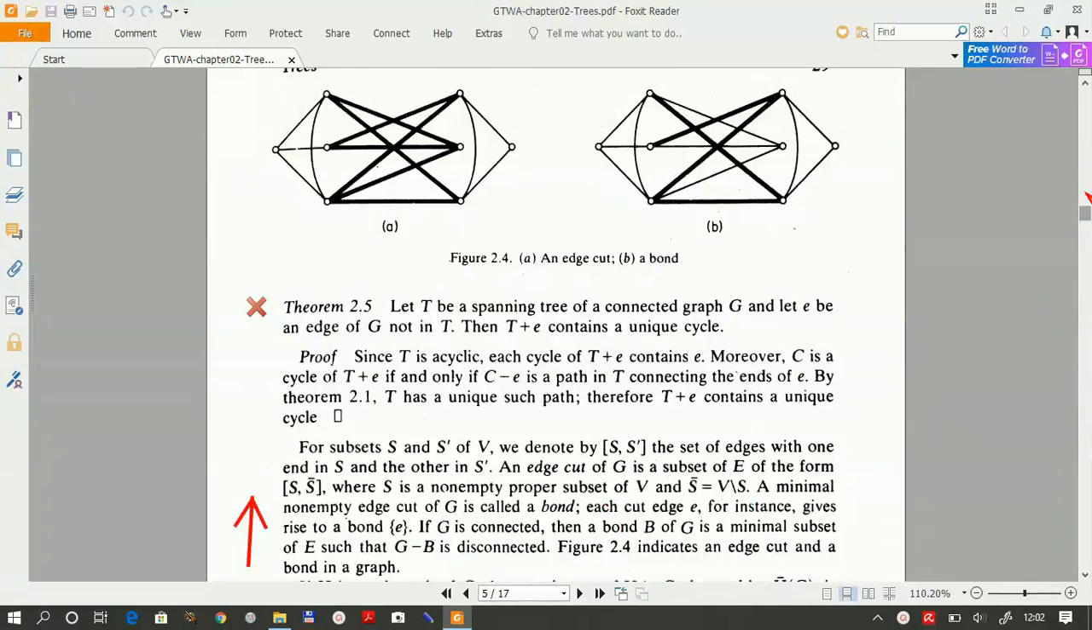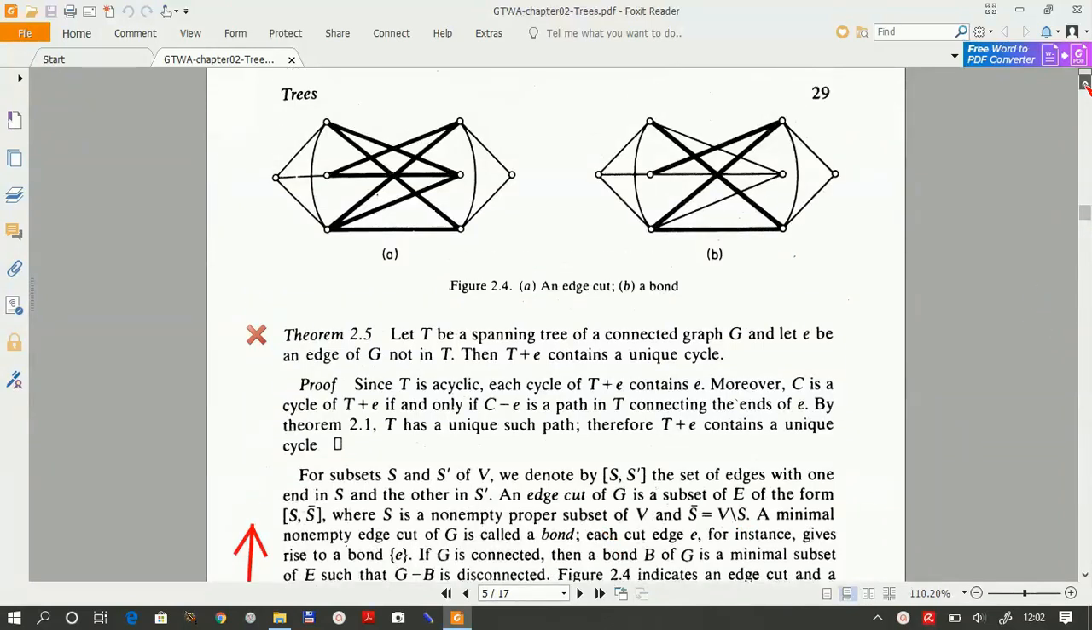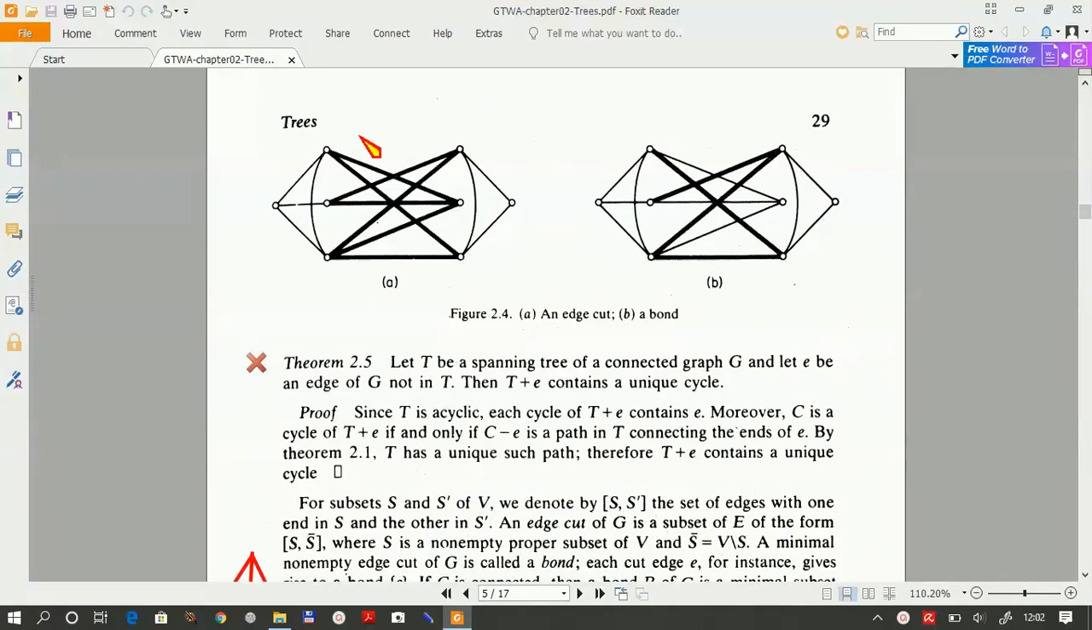Here in the picture, you have on the left an edge cut. Here, these four on the left are the vertices of S, and these four are the other vertices building S bar, and you have thickened here all the edges connecting vertices of S to vertices of S bar.